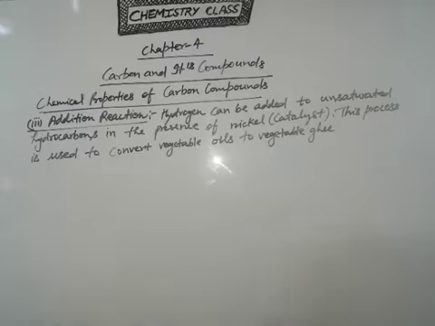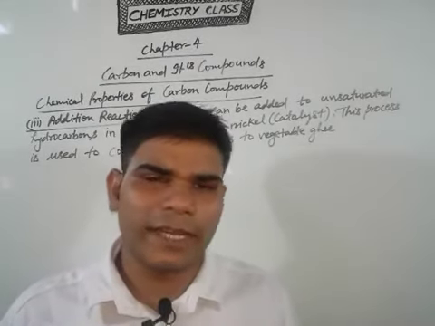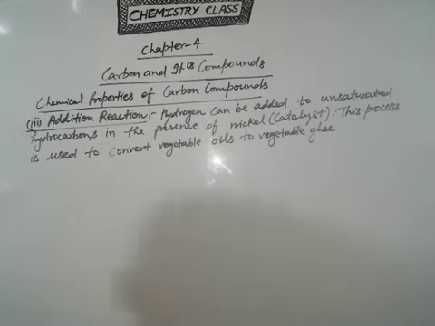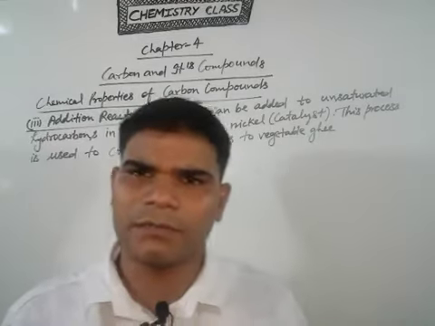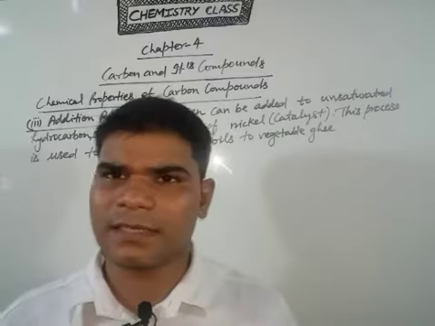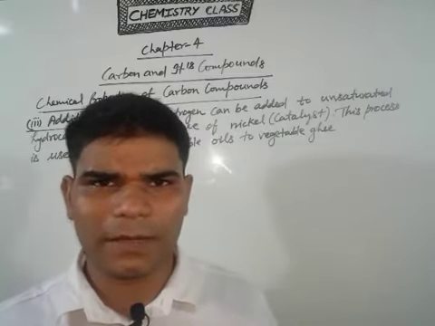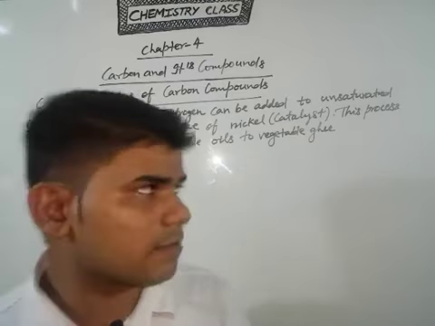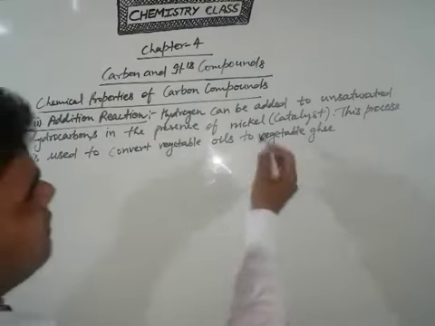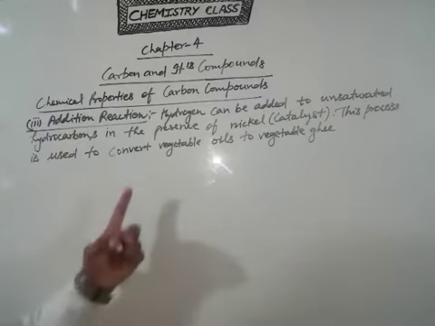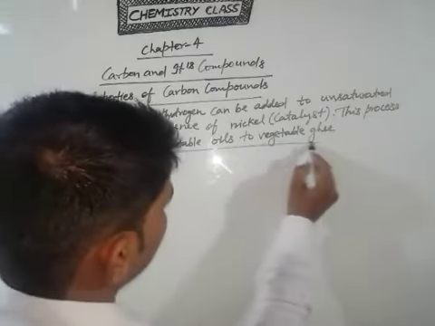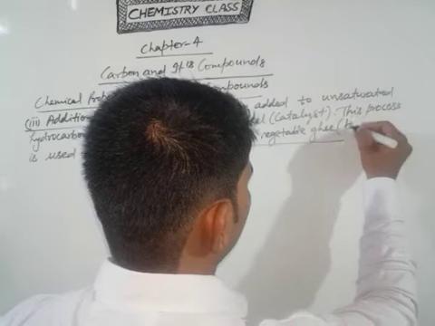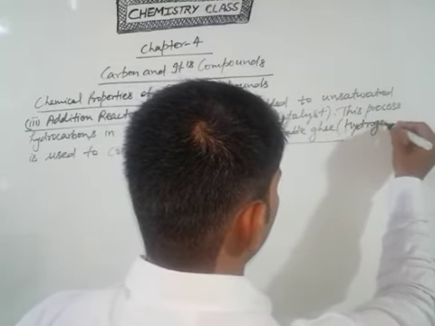Now come to the next one, which is the addition reaction. So students, what is the use of addition reaction in industry? Simply, hydrogen can be added to unsaturated hydrocarbons. Unsaturated means organic compounds with either a double bond or a triple bond between carbon atoms follow the addition reaction. Single-bonded hydrocarbons do not follow the addition reaction. Hydrogen can be added to unsaturated hydrocarbons in the presence of a nickel catalyst. The process is used to convert vegetable oils to vegetable ghee. This reaction is also known as the hydrogenation reaction.